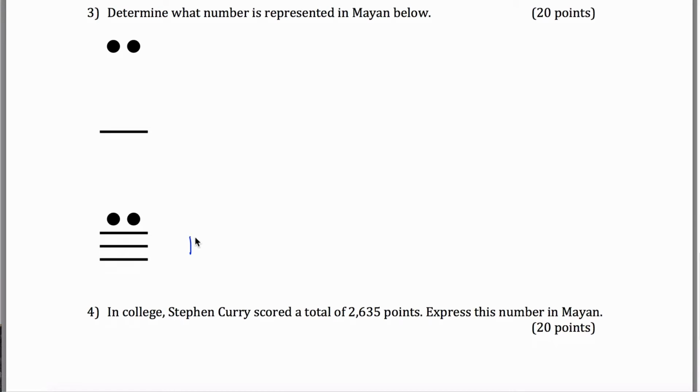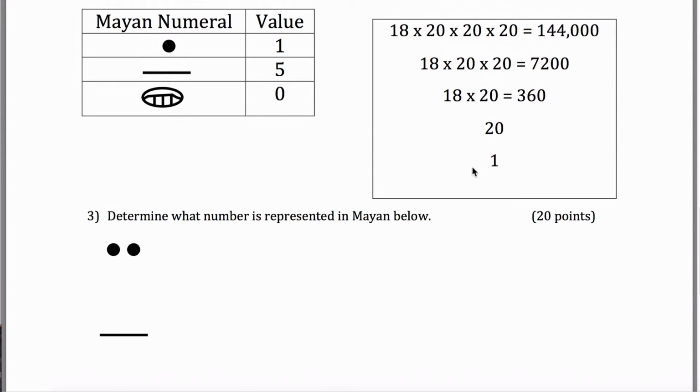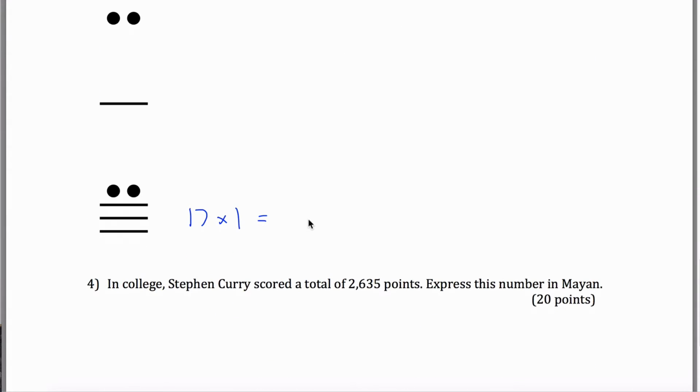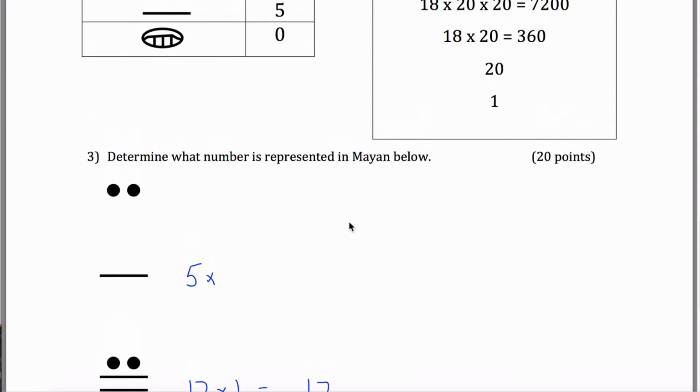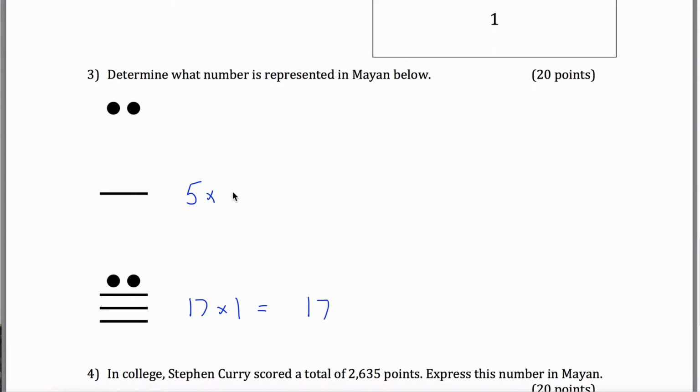This is 17. When I multiply 17 times 1, why am I multiplying it by 1? Because it's down in the bottom row here. So it's only worth 1, I guess 17. And then up here, in my next row, I have 1 bar. The bar is worth 5. However, since the bar is written up in this second row, it's 5 of these 20s, aka 100.